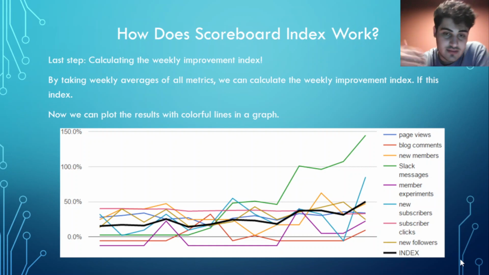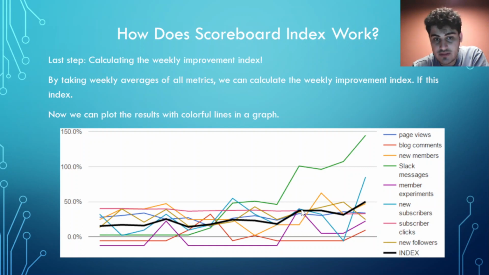So when you look at this scoreboard index, you can easily understand that you are doing something wrong about blog comments. So you have to prioritize that in the next week. And when you look at the index, your team is doing quite well. It's a subjective thing, of course, but you can easily understand what to do next week when you use the scoreboard index.